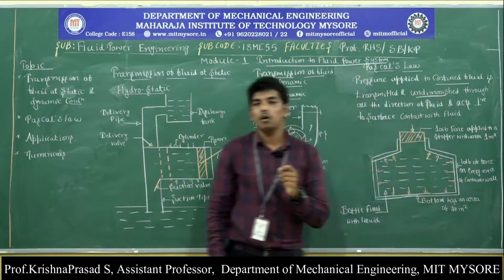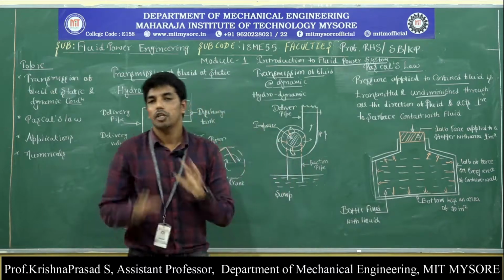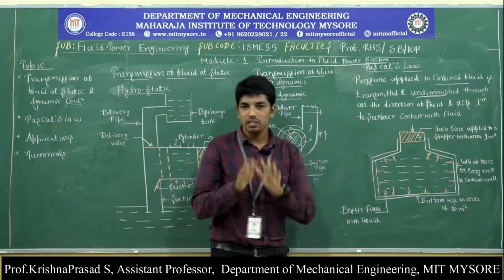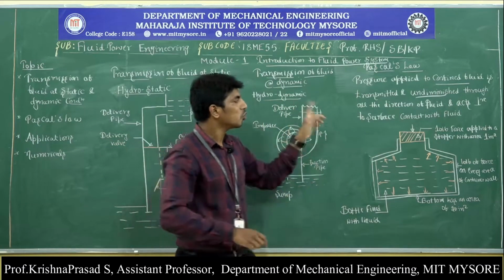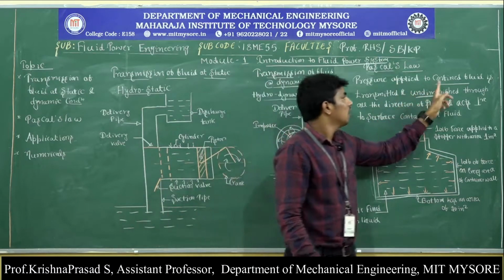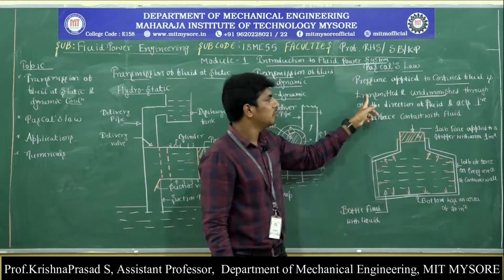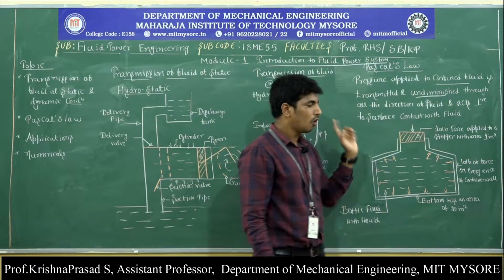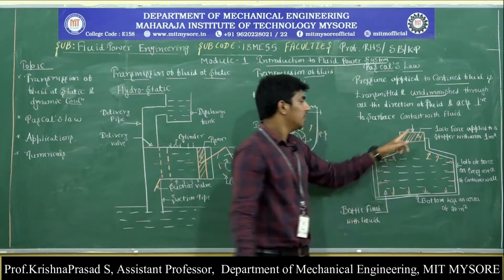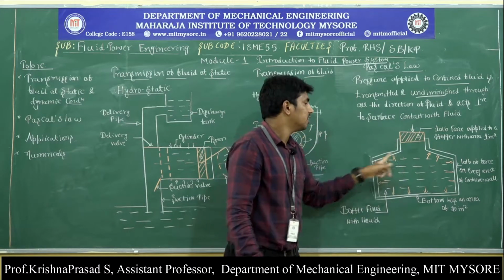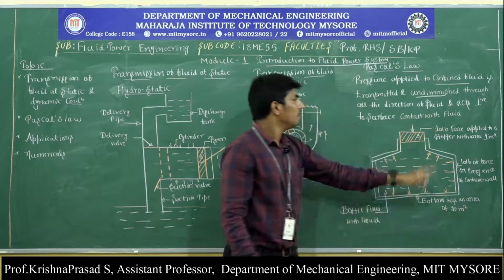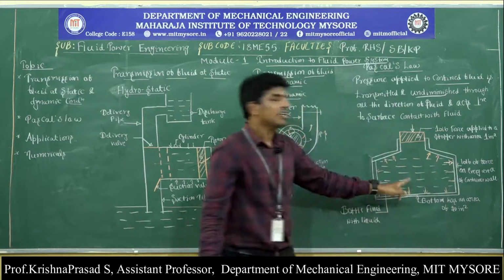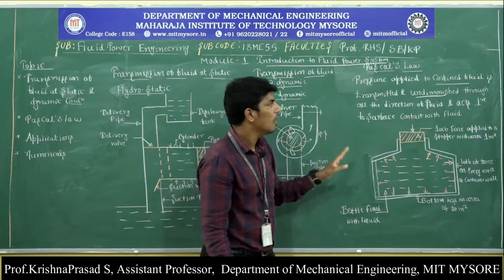What is the meaning of the word undiminished? Undiminished means there is no reduction of force. The force will be equal to whatever you apply. That is called the undiminished condition. So pressure applied to the confined fluid is transmitted and undiminished through all the directions of the fluid. That means whenever force is applied, it is transmitted undiminished through all the directions of the fluid, and this acts in the direction of the contact surface area of the fluid. So this is called Pascal's law.